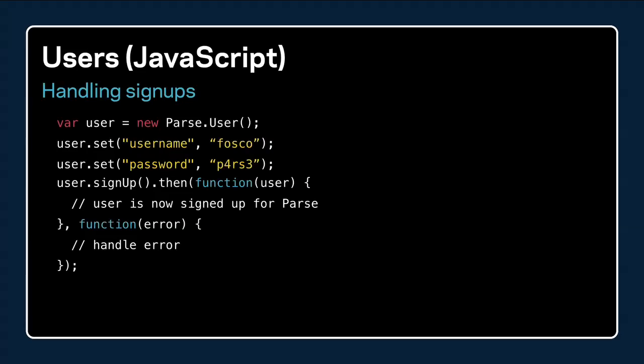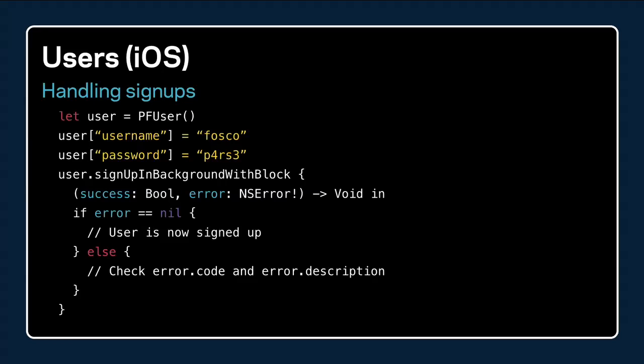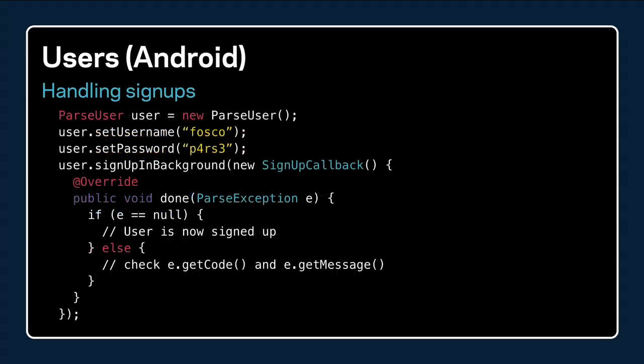If you're an iOS developer, it looks very similar, except we use PFUser. We set the keys on the dictionary, and we call signUpInBackgroundWithBlock, providing the code block to run when it's done. And on Android, we create a new ParseUser. We call setUsername and setPassword, and we call signUpInBackground with a new SignUpCallback.